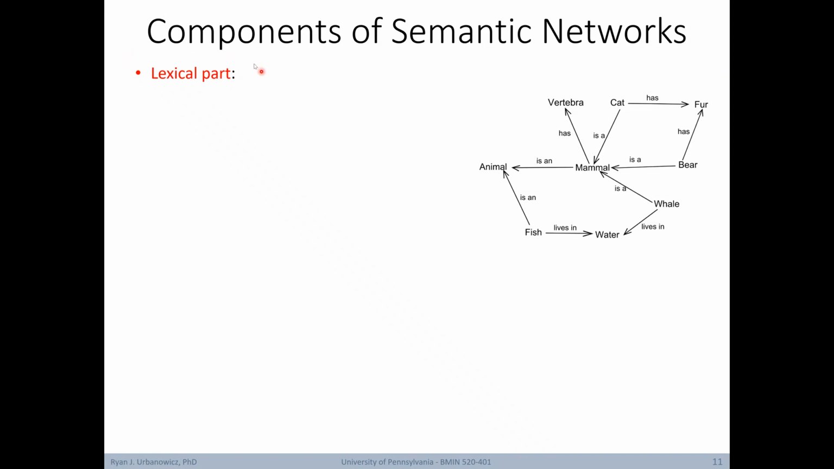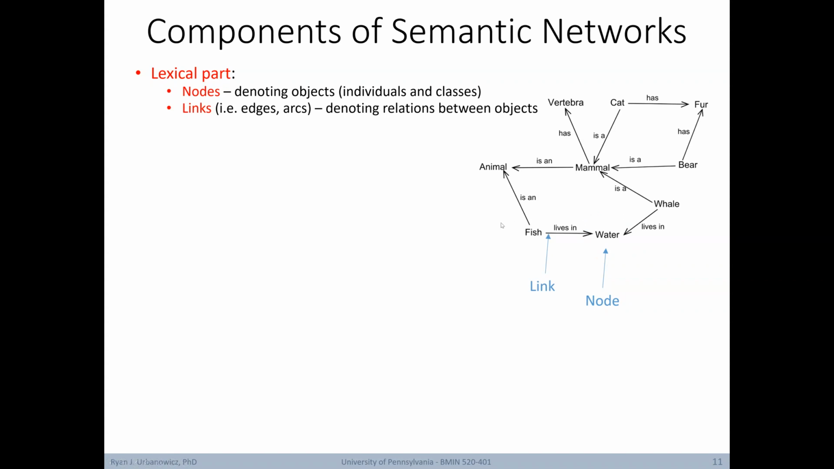We'll start talking about the lexical part, or the names of the different parts of a network. Again, we have nodes, which denote objects, individuals, or classes. An example is represented here as water. Then we have links, also known as edges or arcs. Here's one that ties fish and water together with lives in. In other words, fish lives in water. And then we have labels. Labels are just the text that define the node or the edge.